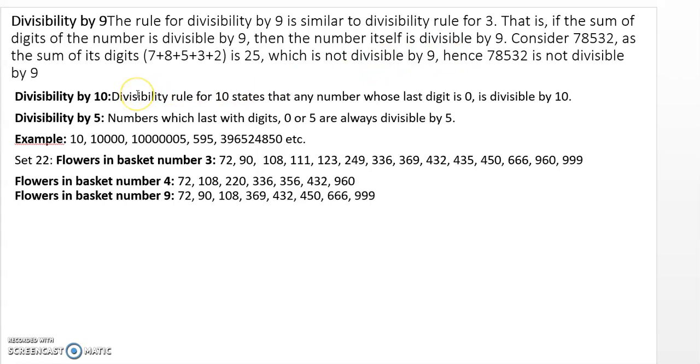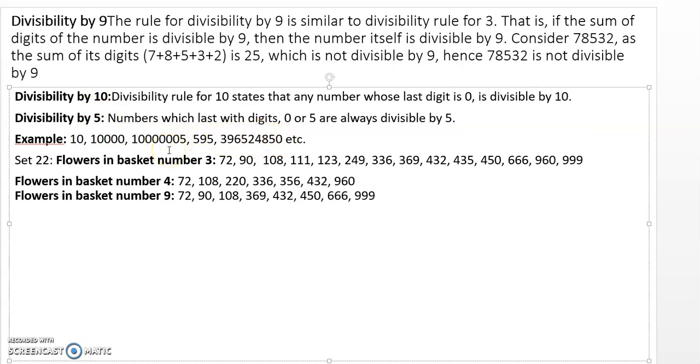Now next is divisibility by 10. What it says is that any number whose last digit is 0 is divisible by 10. Then next is 5: a number whose last digit is 0 or 5 is always divisible by 5. Here examples are given, for 10 or you can say for 5. For 5, the last digit should be 5 or 0. And for 10, the last digit should be 0, only 0. 5 should not be included.